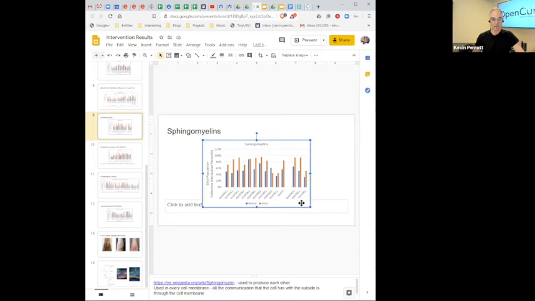So this is the same story for other molecules as well. Everybody knows that exercise is good for us.